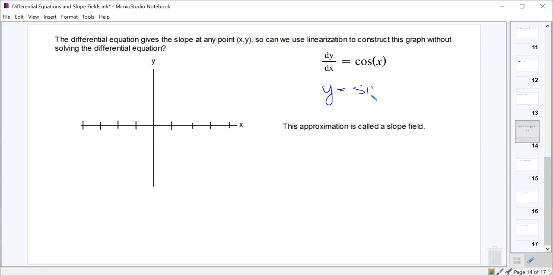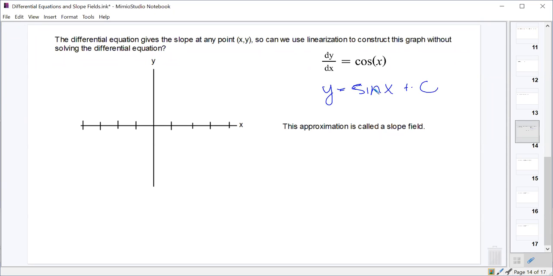Sine x. Sine x plus some constant, right? Because we weren't given an initial condition here. It's sine x plus some constant. It could be plus 1, could be plus 1,000, could be minus pi, could be anything, basically. So we know what the solution to this differential equation looks like. It looks like a sine curve.